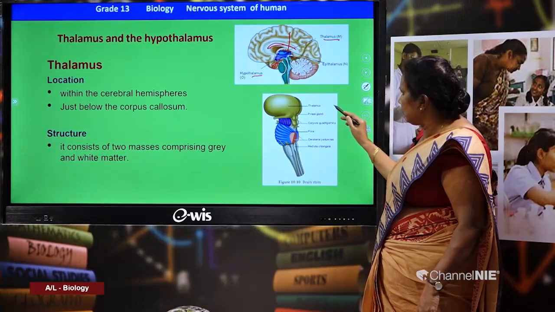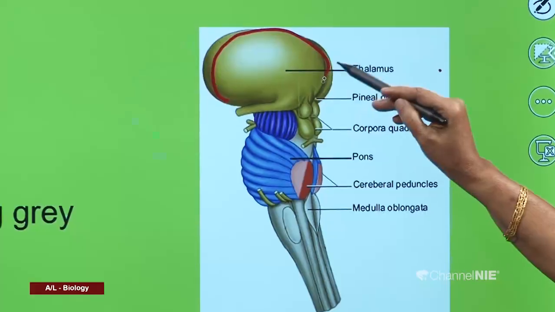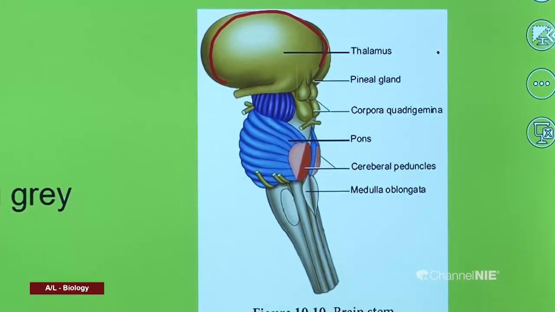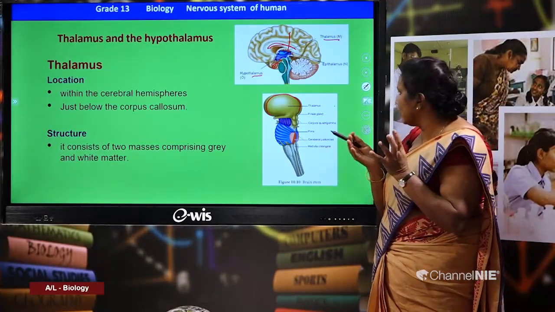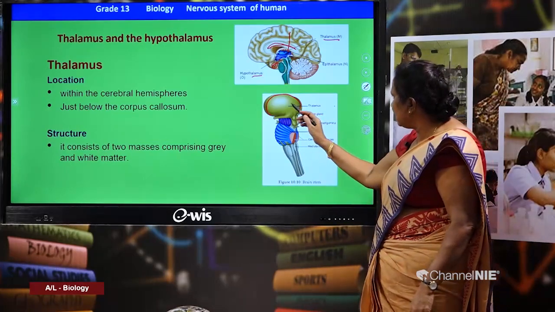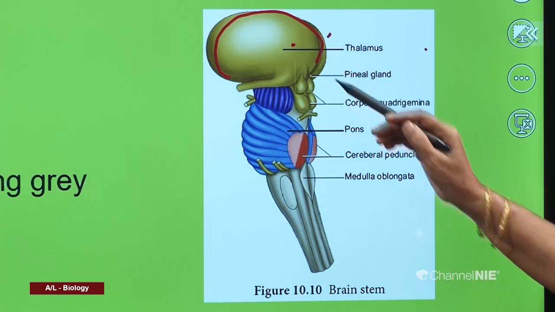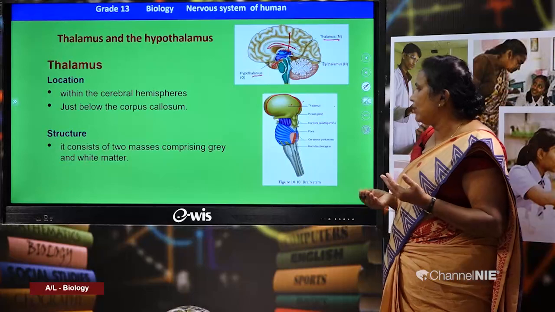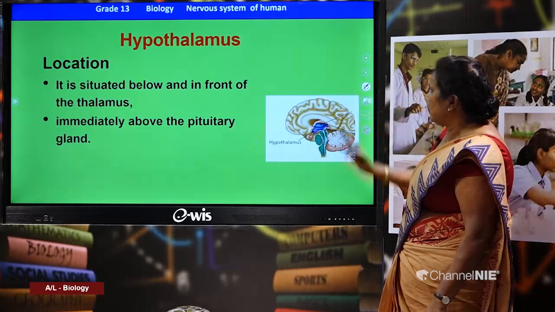Now below this diagram here you can see only the thalamus is shown here, this part. This is the thalamus, you can see it. So removing the cerebrum completely, then you can see the thalamus present within the brain, right? These are the two lobes in the thalamus. So you can understand the position of the thalamus, right? It contains two masses of grey and white matter. Very important region in the brain.